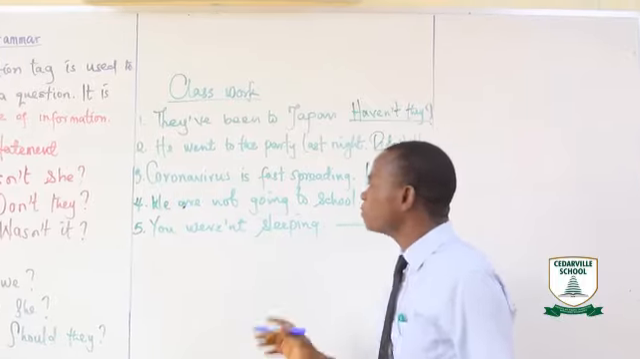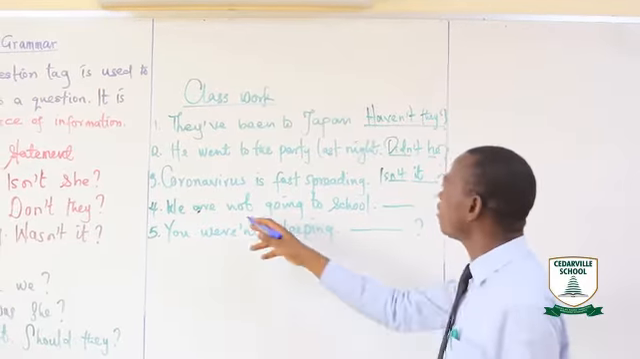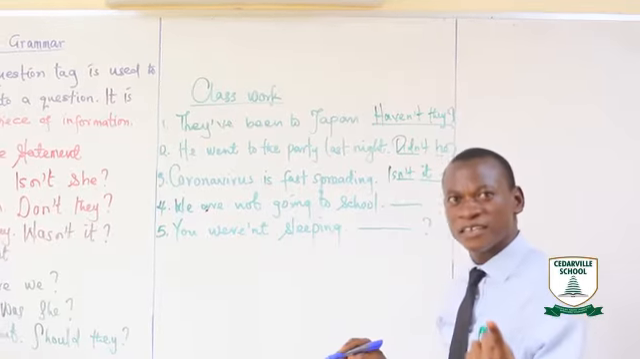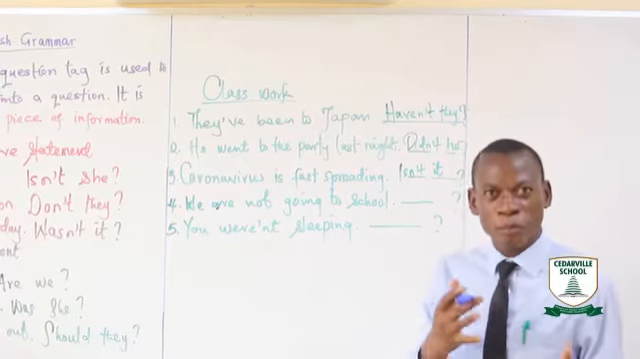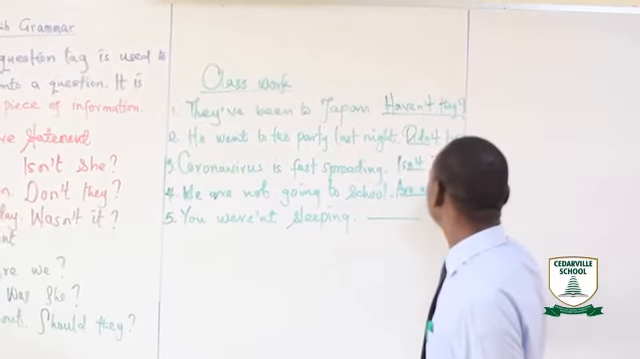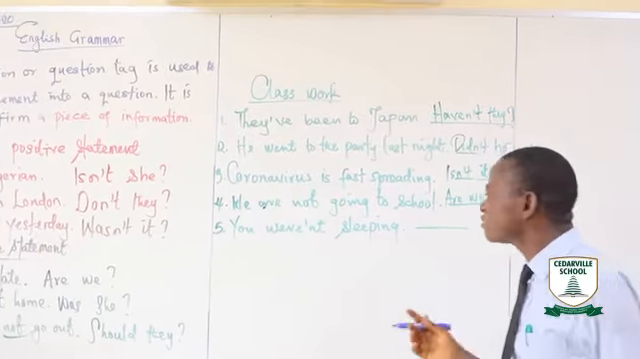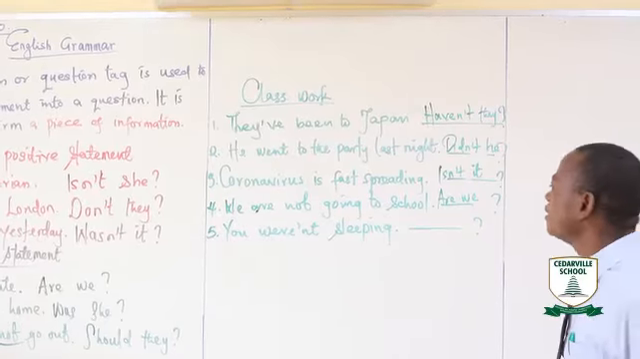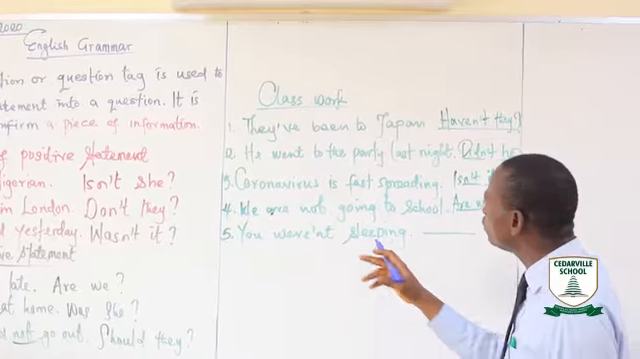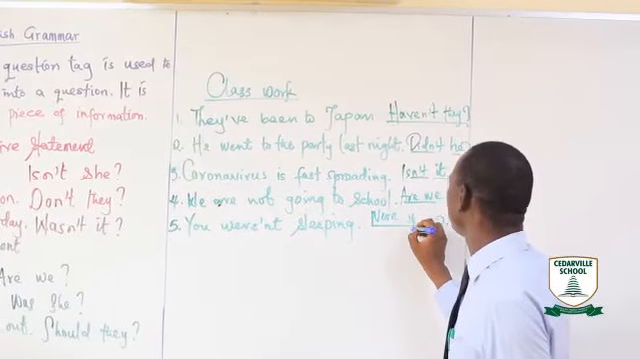So now number 4 is in negative form. The statement is negative. So we are not going to school. So the question tag is going to be positive. So it's going to be, are we? Then number 5, you weren't sleeping. A negative statement is going to attract a positive tag question. You weren't sleeping. Were you?